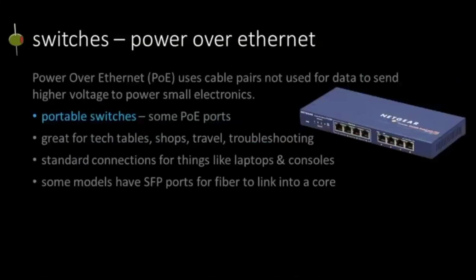Power over Ethernet is a feature that some switches have, right? It's an additional protocol. This isn't a requirement, but it's a really nice convenience. So power over Ethernet uses the cable pairs on the category cable that aren't being used to send data, and it sends voltage to power small electronics. Portable switches are really good for convenience, and this is actually a switch that I use in New York and that Sam stocks for us. There's 4-port PoE. You can kind of see that small ring around the ports. That gives me some PoE and some standard.